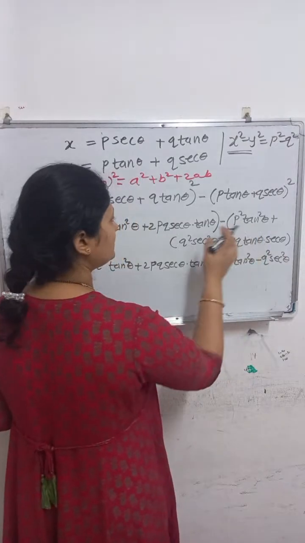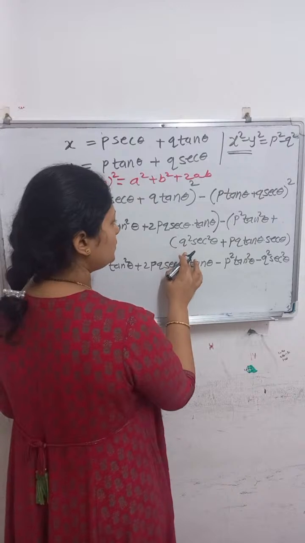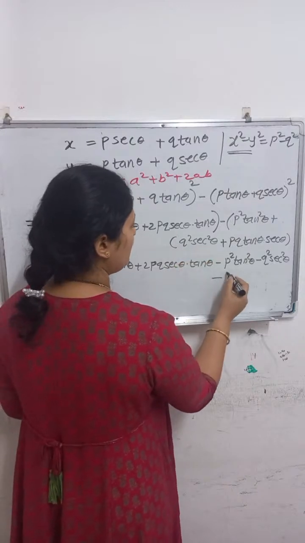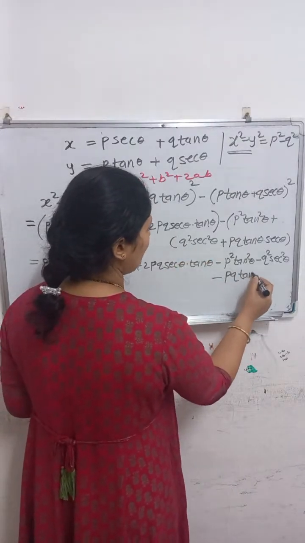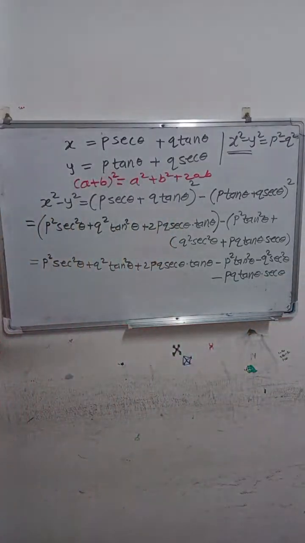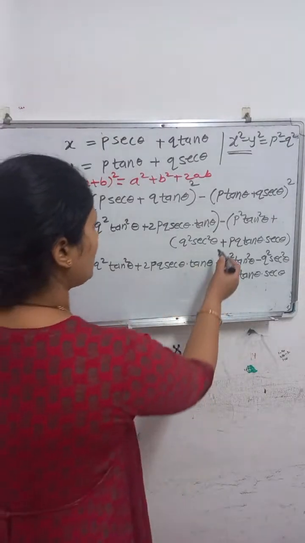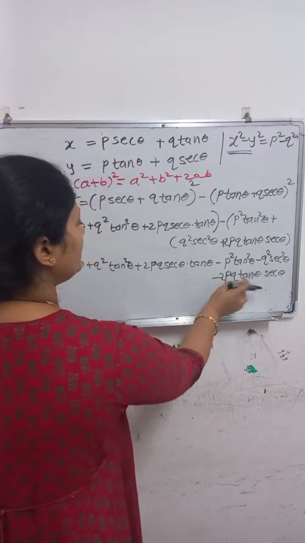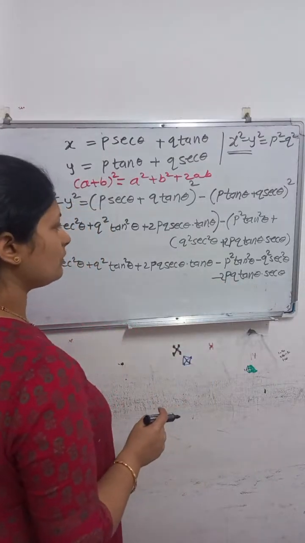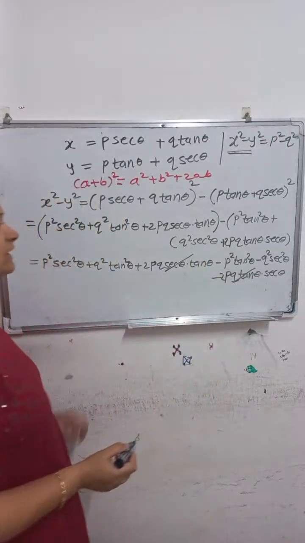I'm multiplying this inside the bracket: minus p square tan square theta, minus q square sec square theta, and minus p q tan theta into sec theta. Okay, now check what all are the things getting cancelled. Here we have 2 p q sec theta tan theta, and here also we have 2 p q tan theta sec theta. Multiplication is commutative, so this and this get cancelled.